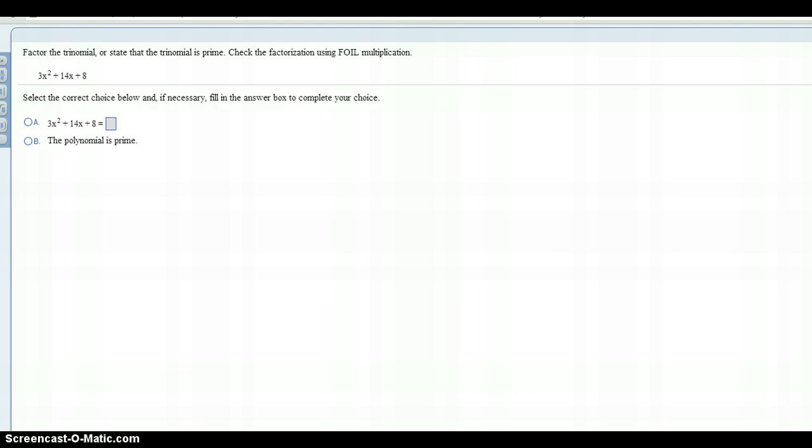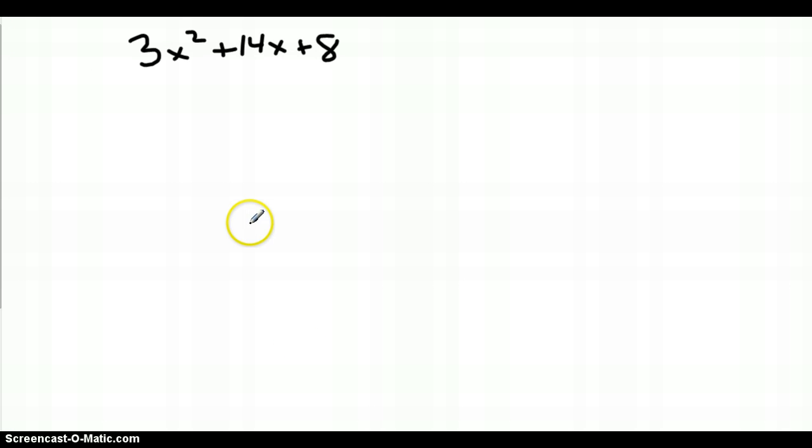In this example, I'm going to look at factoring a trinomial that has a coefficient in front of x squared. So this example is 3x squared plus 14x plus 8. I'm going to write in this window over here. Now I'm going to factor this by using the grouping method.